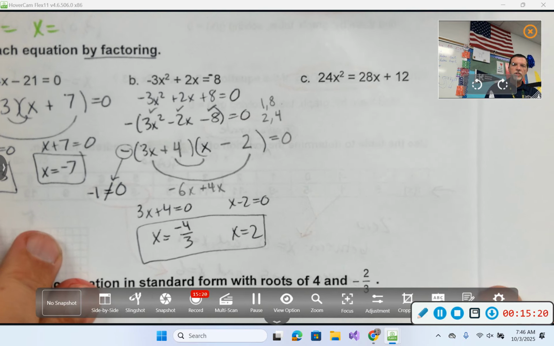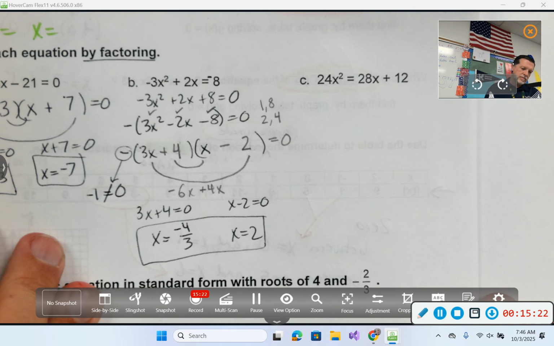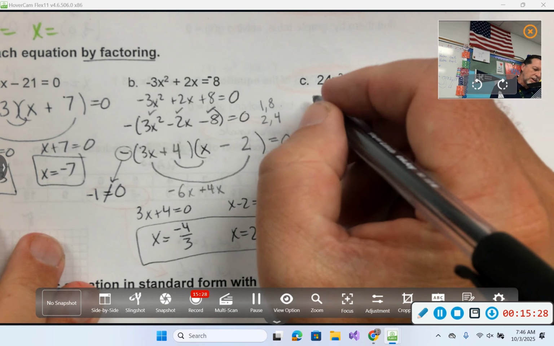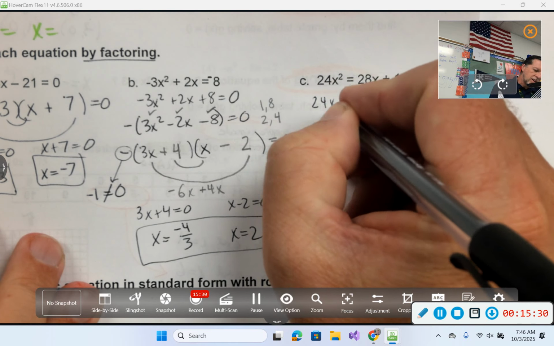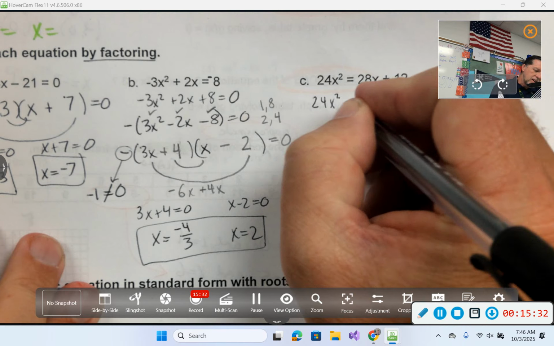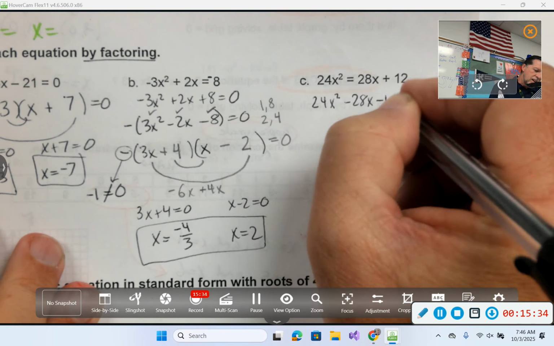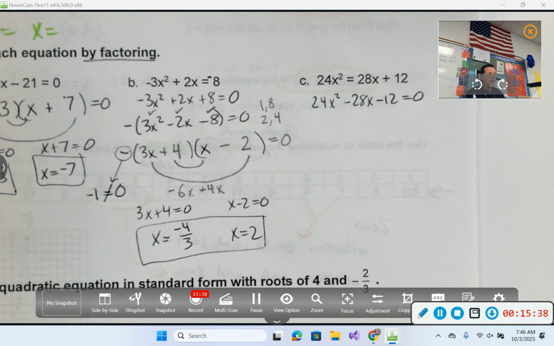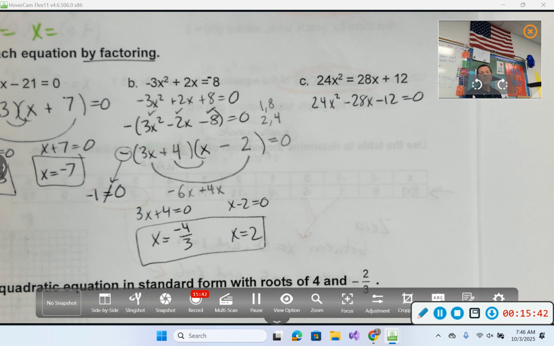What do you want to do first on C? Subtract the 28. All right, subtract the 28 and the 12 over. Subtract the 24 and then I'm going to move those two over. That way my lead term stays positive. But if you wanted to move the 24x squared over, that would be fine too.